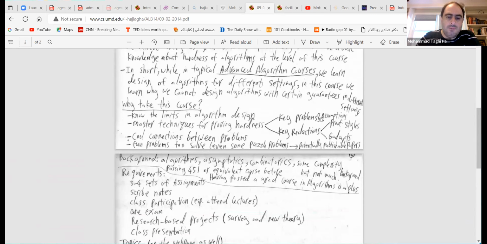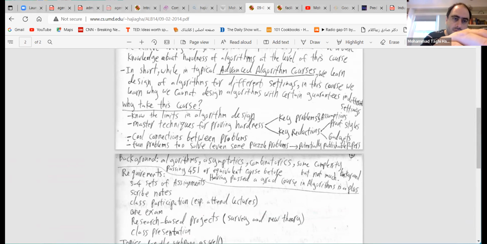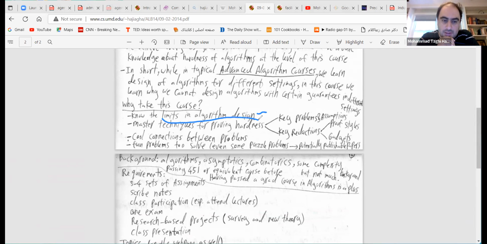As I mentioned, in this course, you will know the limits of algorithm design in different fields. You will master some of these techniques, hopefully the key problems, which are the assumptions, and the key reductions. These reductions, generally, as I mentioned, are algorithms. You will see what the proof style is.